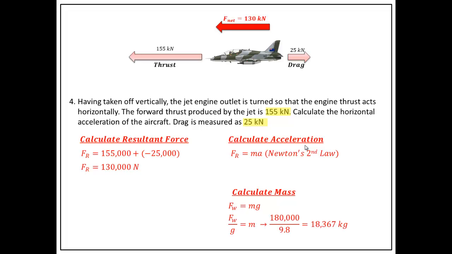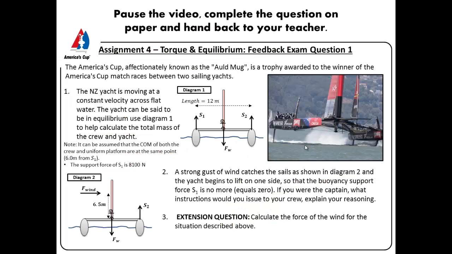mass for the plane of 18,367 kilograms. After another rearrangement, substituting this value into our equation for acceleration allows us to calculate an acceleration of 7.1 meters per second squared to the right, or in the direction of thrust.